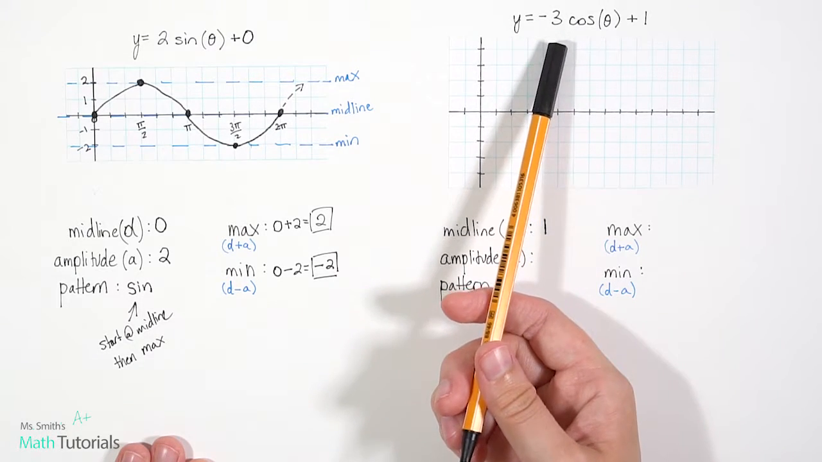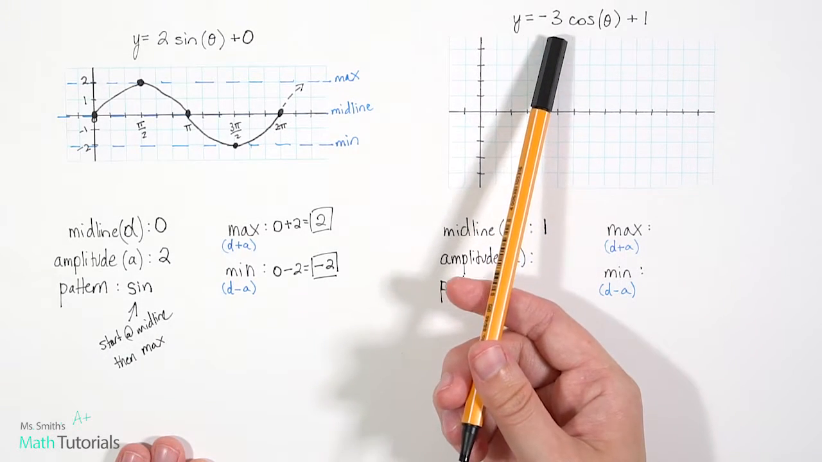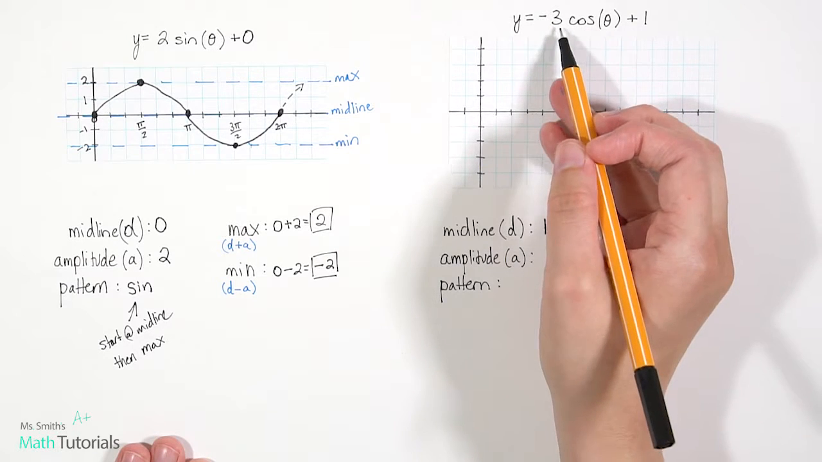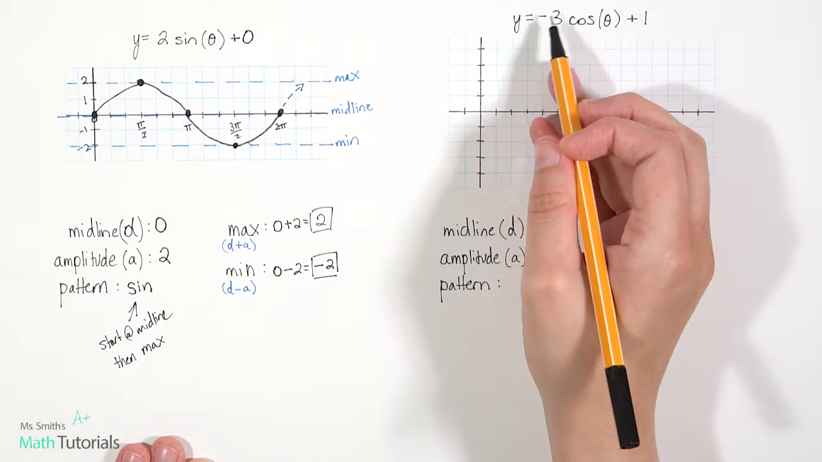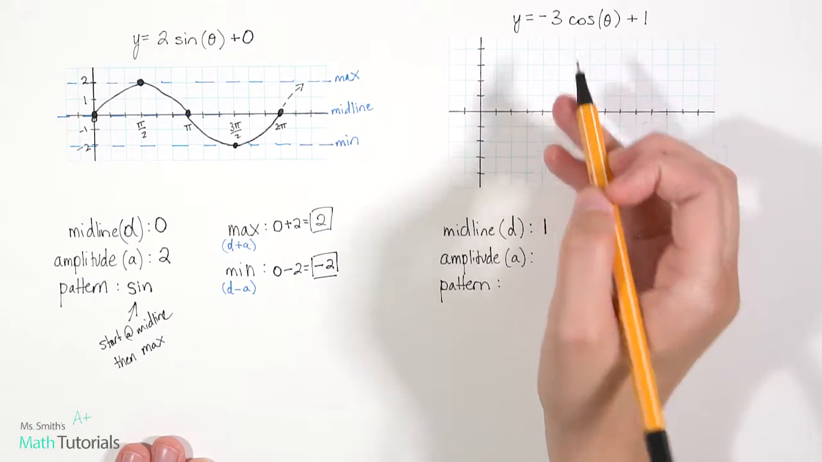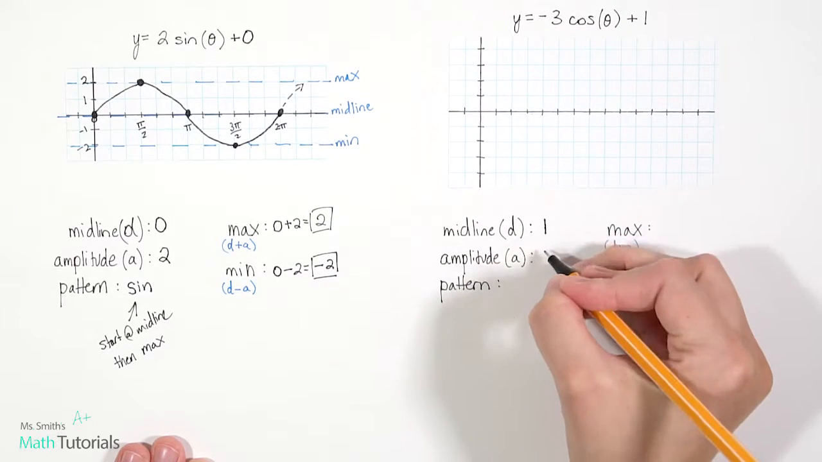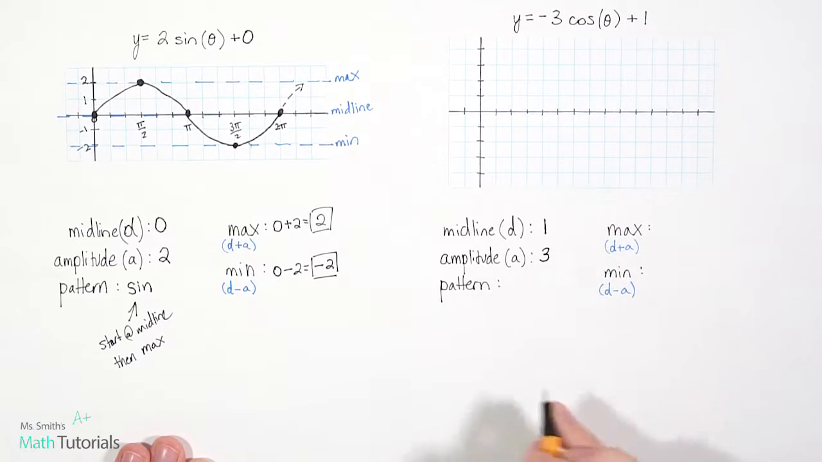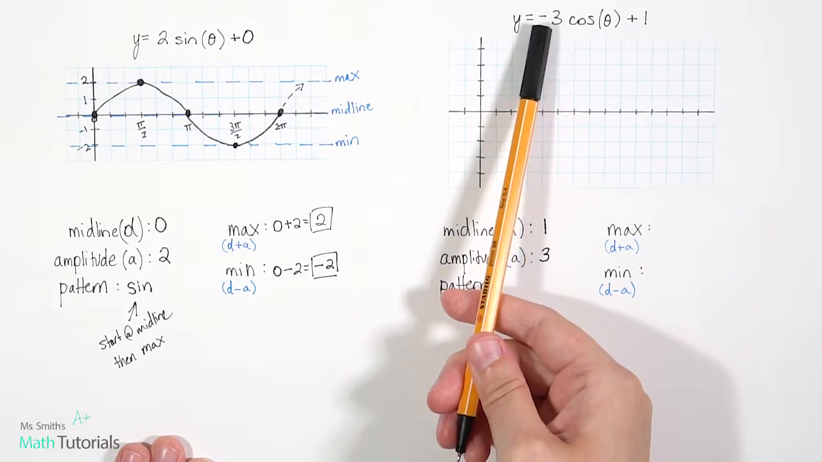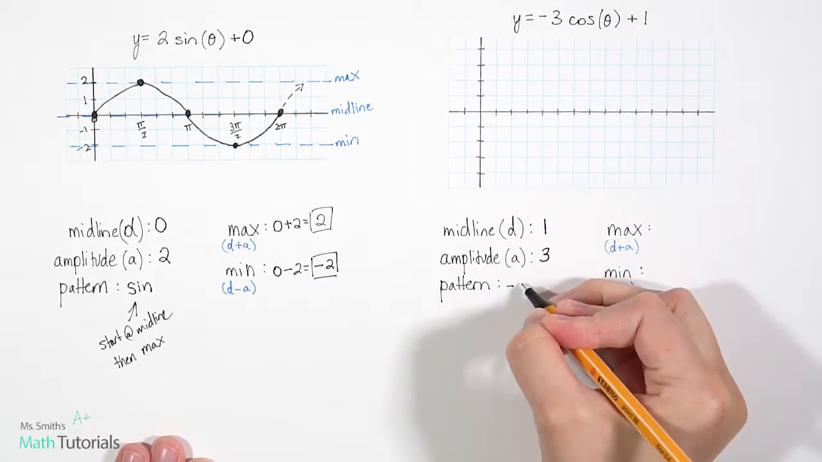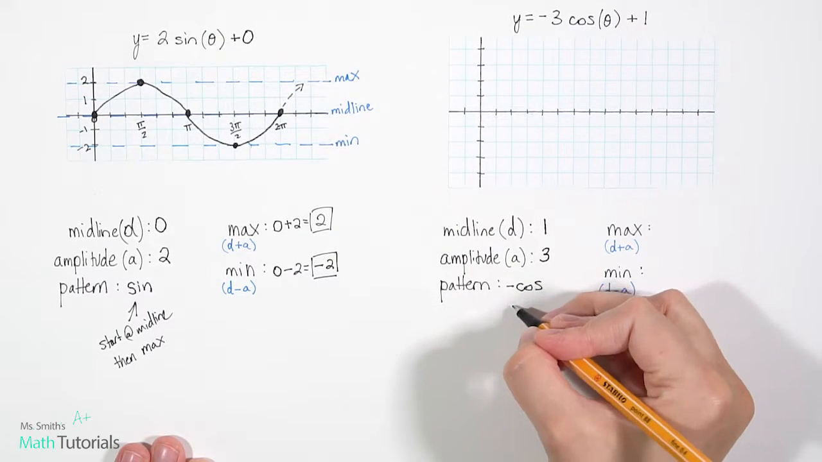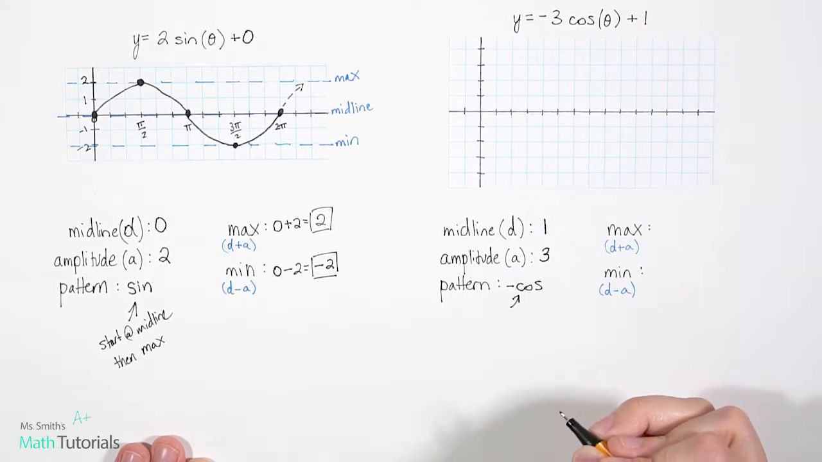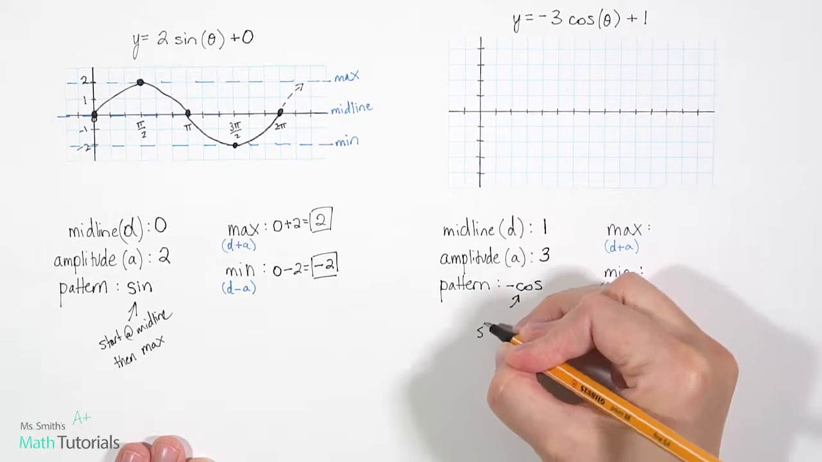Now I know it's tempting to say, oh, it's negative 3, but here's the thing you've got to understand, and we laid this out on the front page, is that negative isn't really with the 3. The negative is with the cosine. That's going to be our pattern. So our amplitude is 3, and our pattern is negative cosine. Now, if you peek back to the front page, negative cosine pattern starts at min.